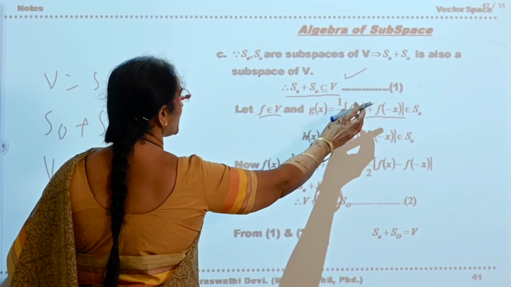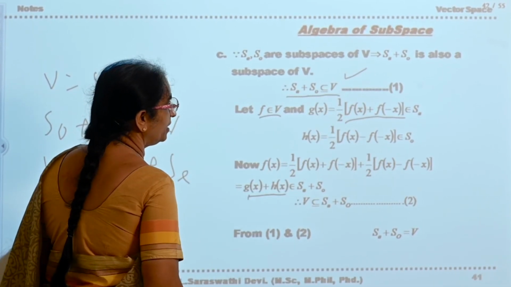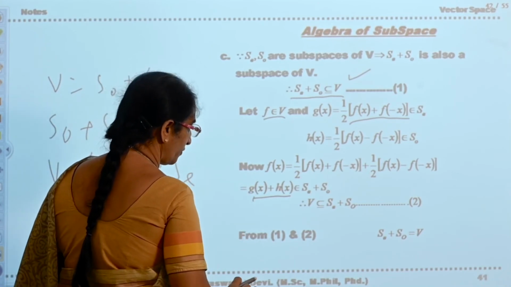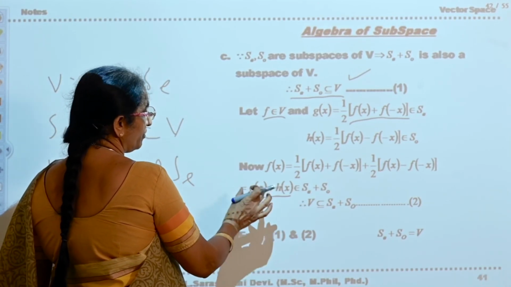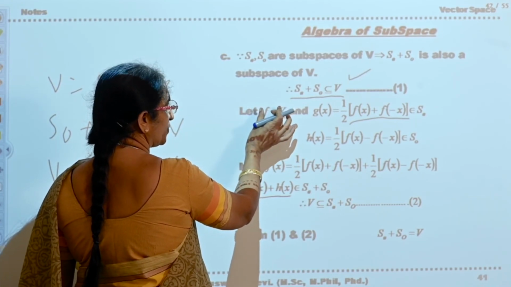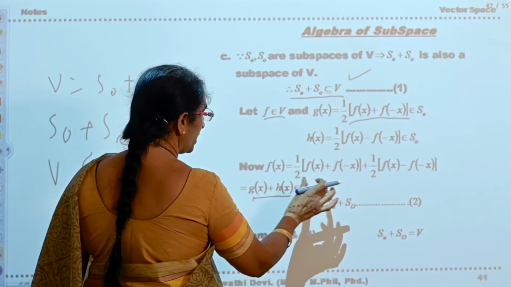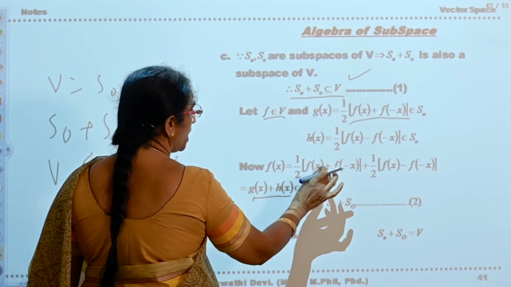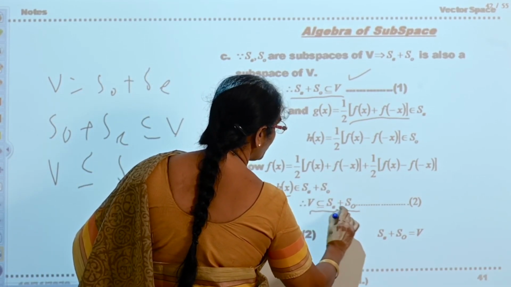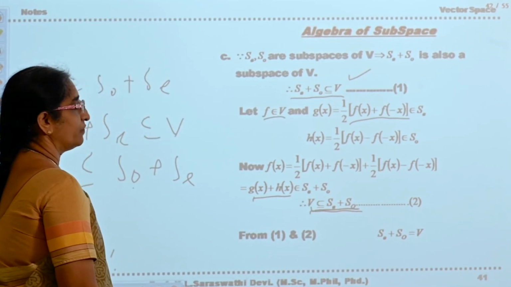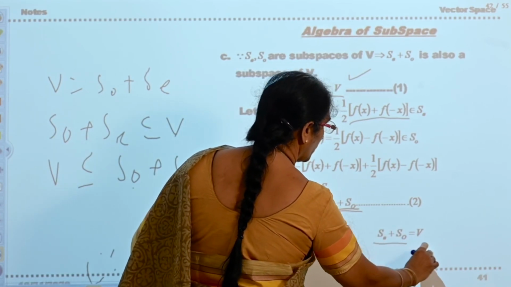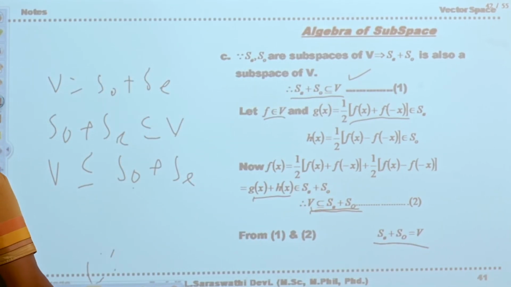What is g of x? g of x is an element in the set of even functions. h of x is an element in the set of odd functions. Therefore, every f of x being an element of V can be expressed as a sum of two elements, one belonging to S_E and another belonging to S_O. Therefore, V is a subset of S_E plus S_O. Therefore, this is 1 and this is 2. From 1 and 2, S_E plus S_O is equal to V.